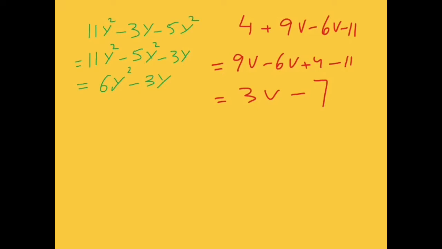So look here, they are minus. 11 is a plus term and 5 is minus. So 11 minus 5, what is your answer? 6y square. 3y will come in the same way.